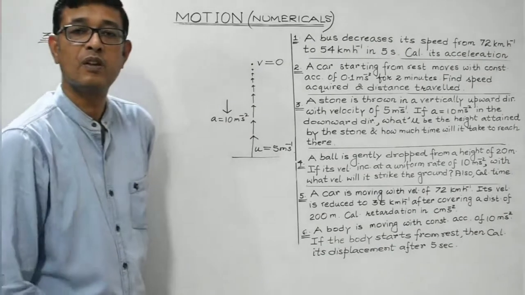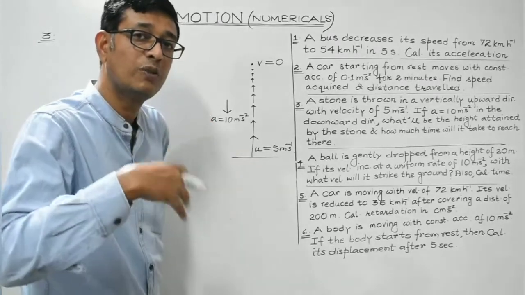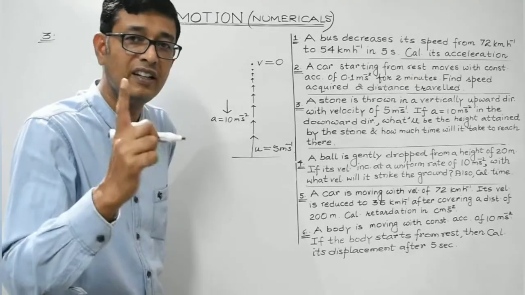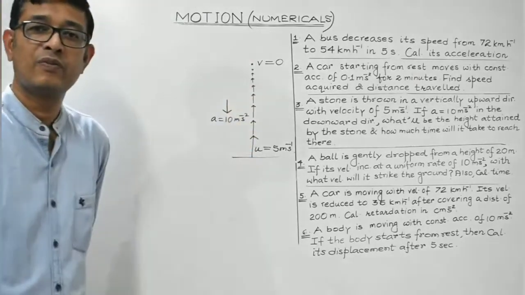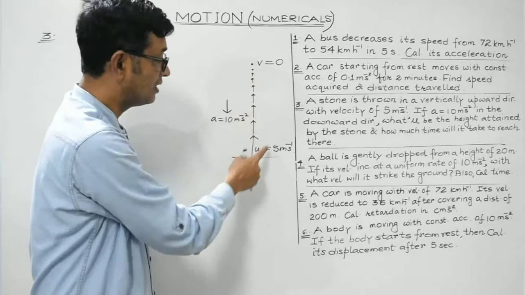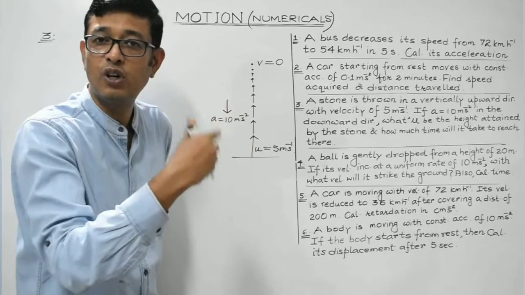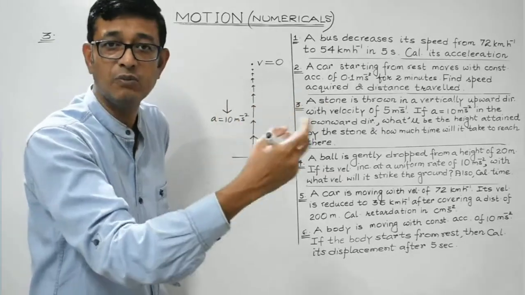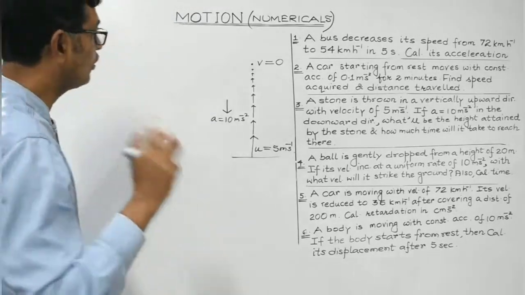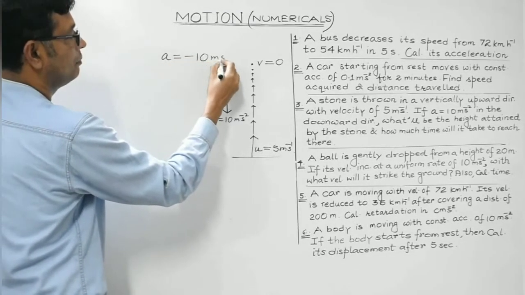Now students, look, while using the formula, you need to check whether a is to be assigned positive sign or negative sign. In the case of retardation, a is negative. In the case of acceleration, a is positive. Now think over here. v is greater than u or v is less than u? v, which is the final velocity, is less than the initial velocity. So with the increase in time, the speed of the body keeps on decreasing and eventually the body comes at rest. So it must be the case of retardation. And in the case of retardation, a is to be taken as negative. So minus 10 meters per second square.